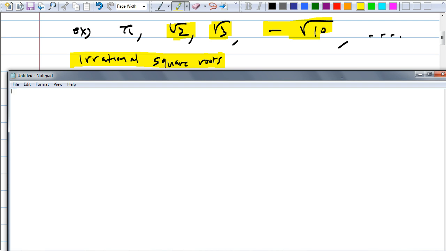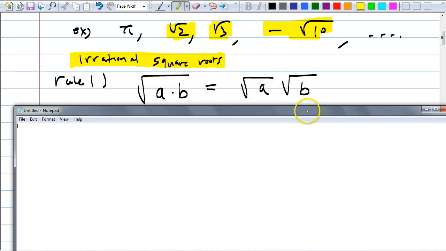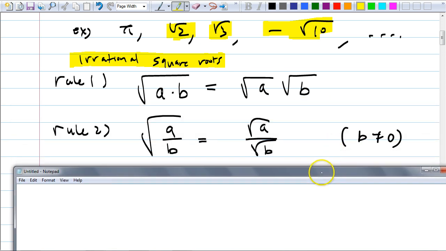In order to simplify these irrational square roots, we need to remember some of the rules we learned for square roots. Do you guys remember the first rule we learned? Square root of AB was square root of A times square root of B. Also, square root of A over B was simply square root of A over square root of B. You guys remember that? Yeah?